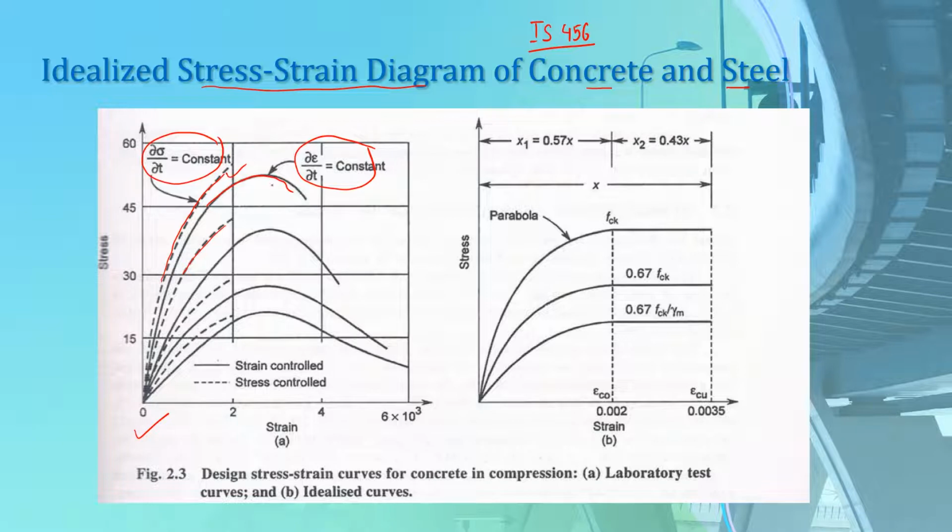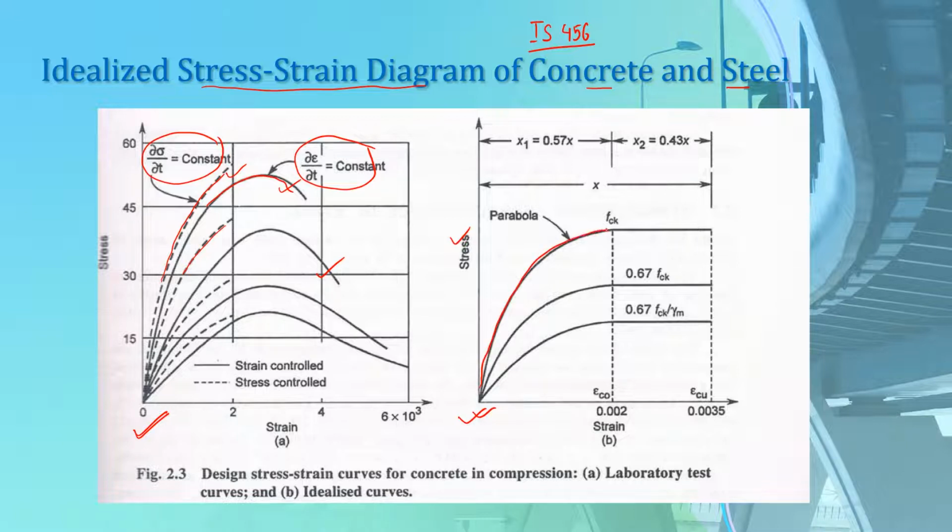So these dashed lines and these solid lines represent the actual stress-strain curve of concrete that we get when we perform different tests on them. But instead of using this actual curve for our design, the stress-strain diagram for concrete has been idealized to the curve that is seen here on the right-hand side. You can see here stress is plotted on the y-axis and strain on the x-axis. And if you see here, these curves are parabolic in nature.